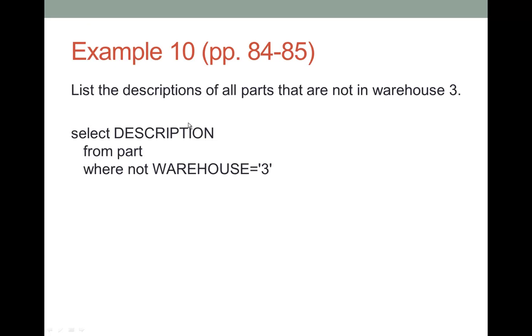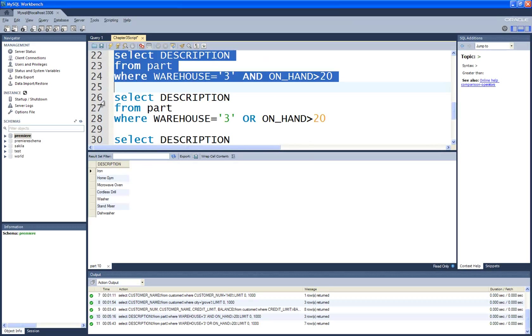Example 10 is on pages 84 and 85. In this example, they want us to list the descriptions of all parts that are not in warehouse 3. Well, if I wanted it to be warehouse 3, I would have WHERE warehouse equal 3, but I do not want them in warehouse 3, so I'm going to simply insert the word NOT in front of warehouse. Here's my example in MySQL.